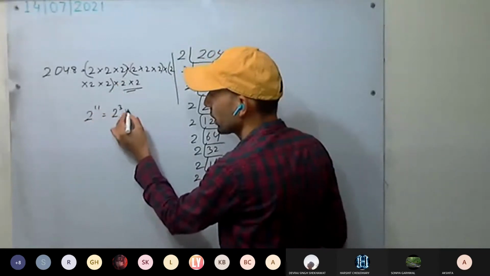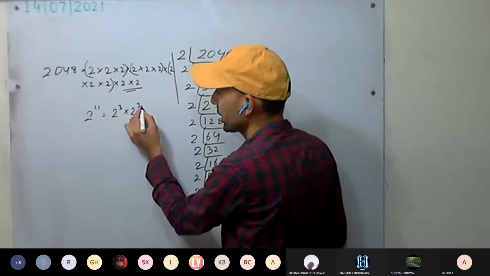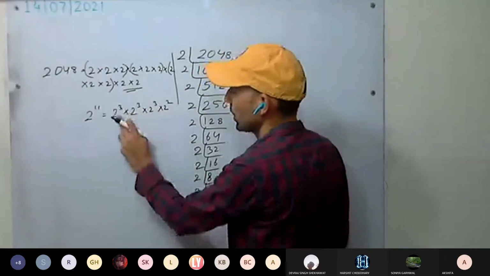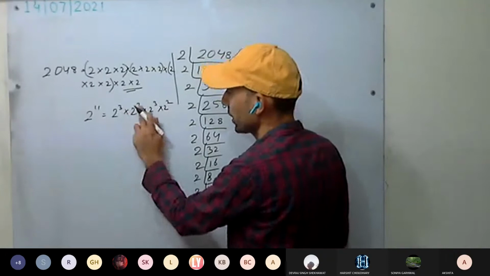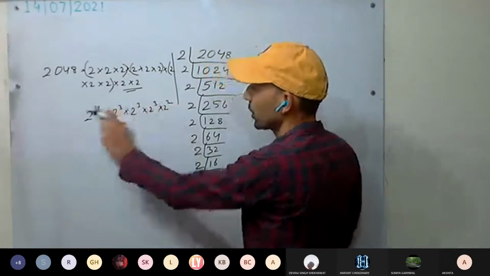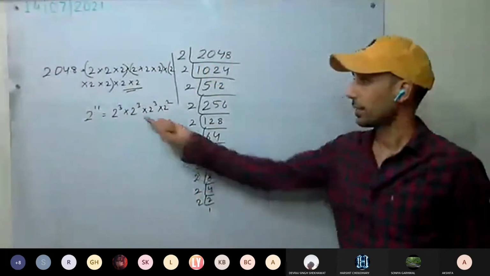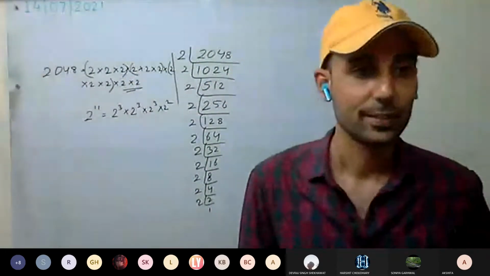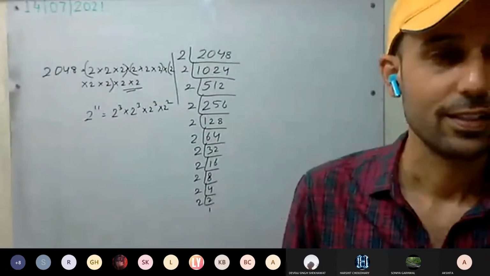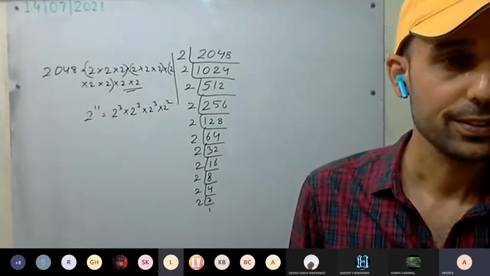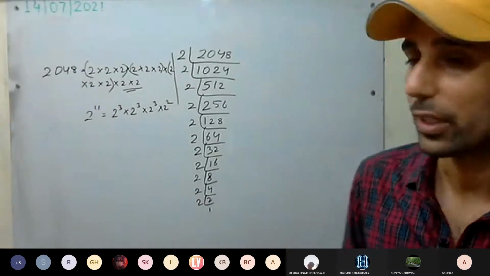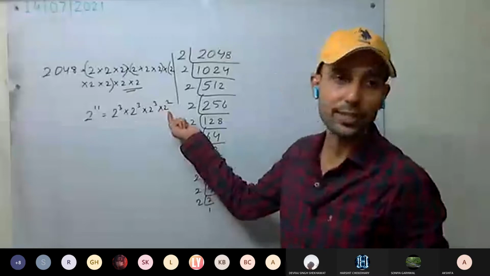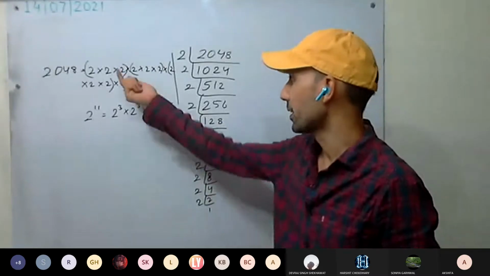It can be 2 raised to power 3, 2 raised to power 3, 3 plus 3, 6, 9, 2 raised to power 2. 2 raised to power 3 plus 3 plus 3 plus 2, total 11. So is it a perfect cube or not? It's not a perfect cube because 2 does not exist in triplet.